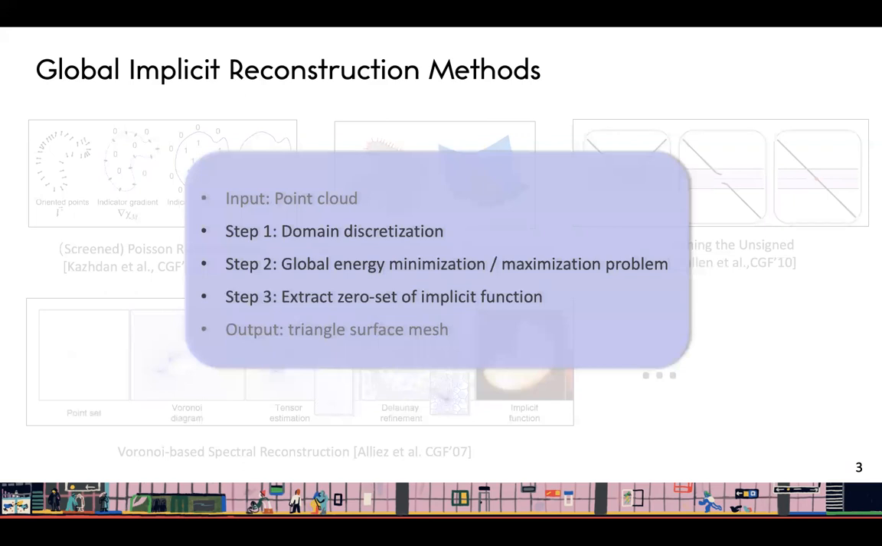Given a point cloud with oriented or unoriented normals, we discretize the geometric domain on which we solve a global energy optimization problem, and then we extract the zero set of the obtained implicit function to get a triangle surface mesh. Although many different energies are proposed, the domain discretization step draws much less attention in the literature. However, we'll show that it has a huge influence on the final reconstruction results.